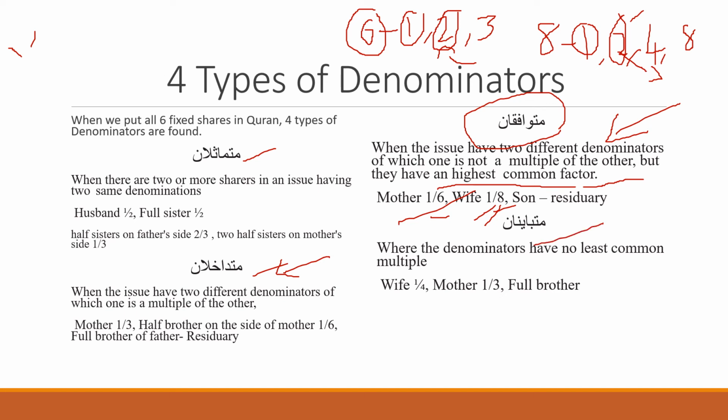And the last one is mutabayinani, when the denominators have no common factor, that is 1 by 4 and 1 by 3. 4 and 3 are not the same. If they are the same, then the digits will be mutamathilani. If one is a multiple of another, the digits will be mutadakhilani. If they have a common factor, their digits will be mutawafiqani, but if there is no common factor at all, then the case is mutabayinani. So these are the 4 types of denominators.